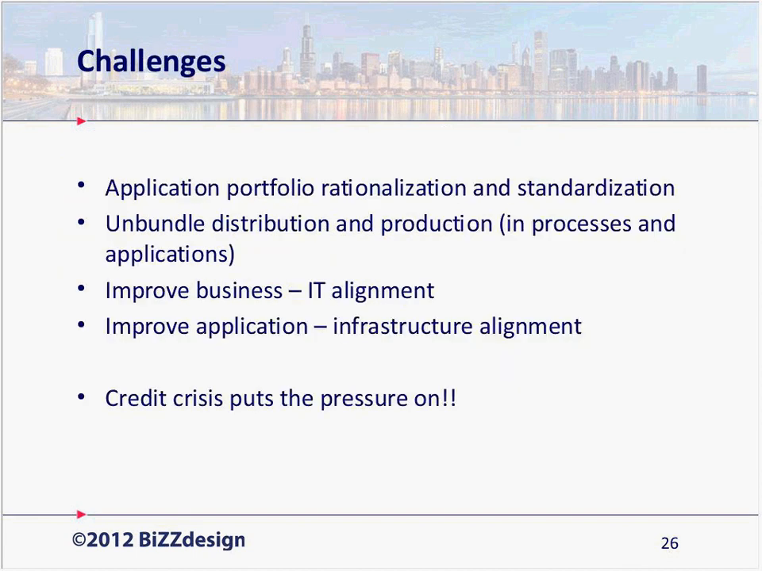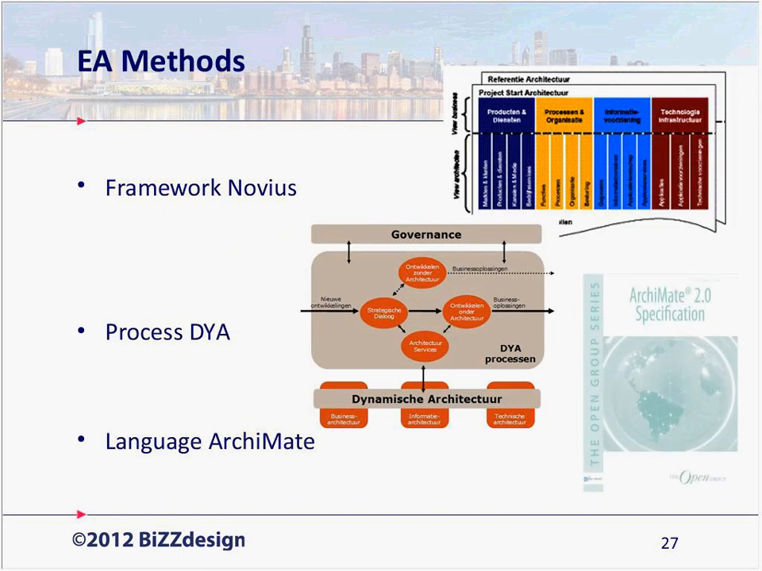Challenges here were rationalization and standardization of their application landscape, and general improvement of business IT alignment and application infrastructure alignment. Of course, also the financial crisis put more pressure: they needed to cut costs and rationalize these applications that may be doing the same thing. I think they had some other EA methods, so they didn't use TOGAF yet. They had the Novius framework and the DIA framework, known in the Netherlands, but they did choose ArchiMate as modeling language.